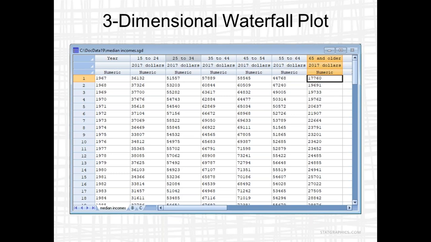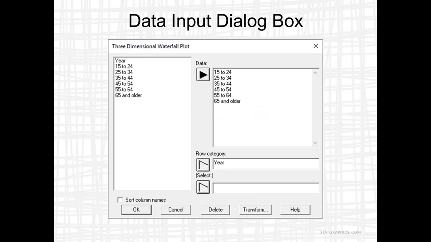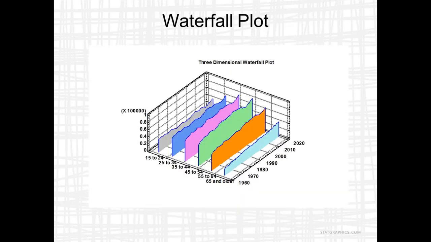Okay, now to represent this data, I've called up the three-dimensional waterfall plot. Where it asks for data, I've given it the names of the columns that have the data. And where it asks for a row category, I've given it year. And what it's going to do is it's going to create a plot that looks like this. Basically, what you see is planes. In this case, there's a plane representing each age category.